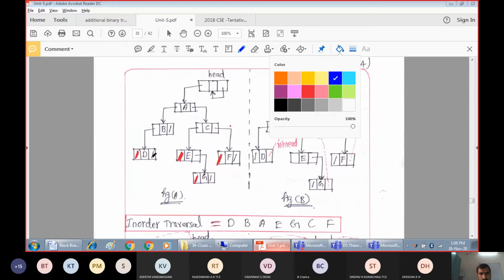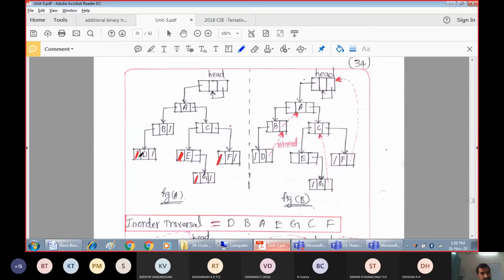So left link is null. Left link of D is null. Left link of E is also null. Left link of G is also null. Left link of F is also null. Now this is the in-order traversal. For D, what is the in-order predecessor? What is the node present before D? There is no node before D. That means D will point by default to the header node.